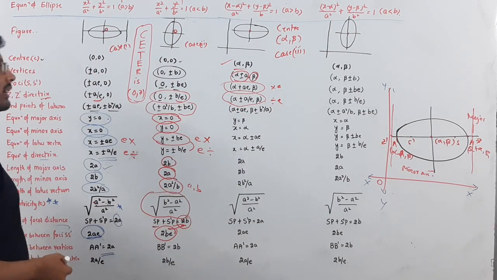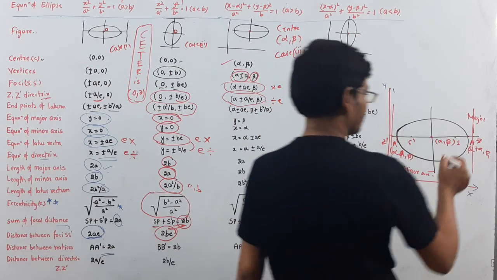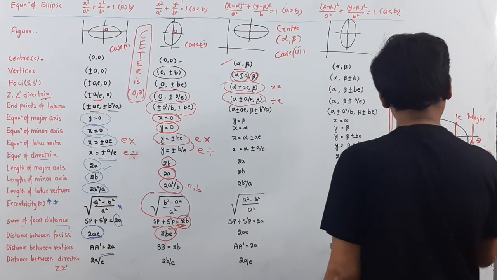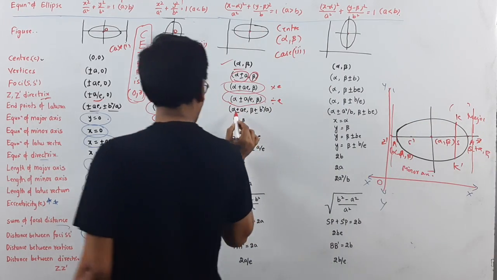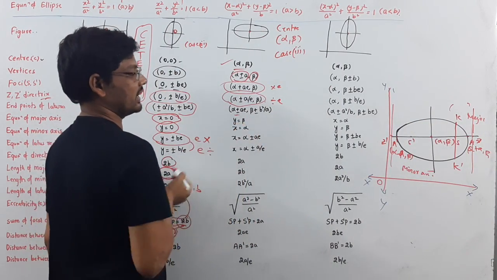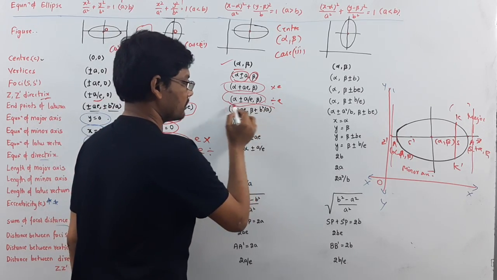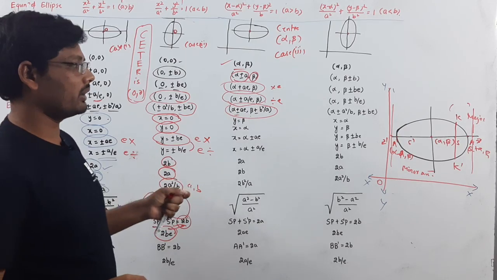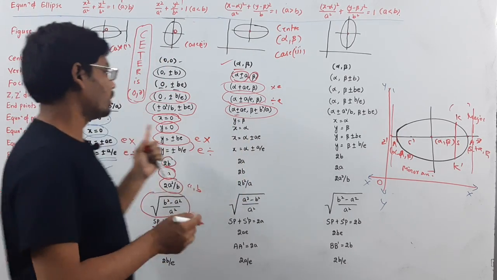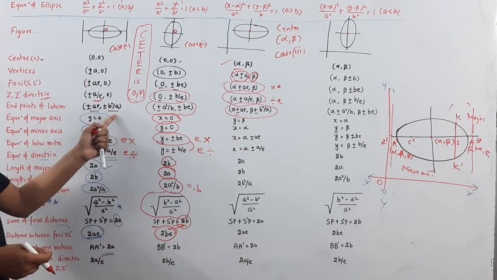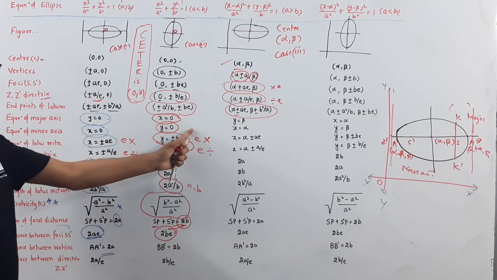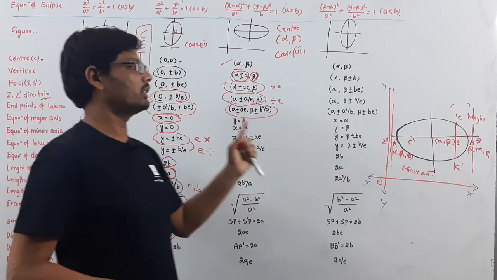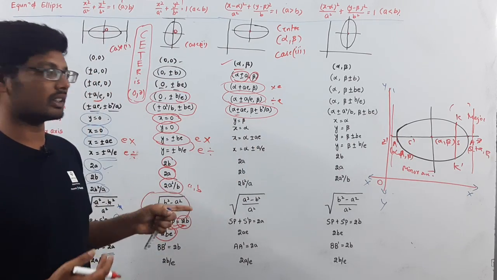And the end points of latus rectum, I am taking, this is the latus rectum here, K and K dash. The end points of latus rectums are alpha plus or minus ae comma beta plus or minus b square by a. So you have to remember these two points. If you are able to understand this one, you can easily write this one. So these two are reciprocal to each other.